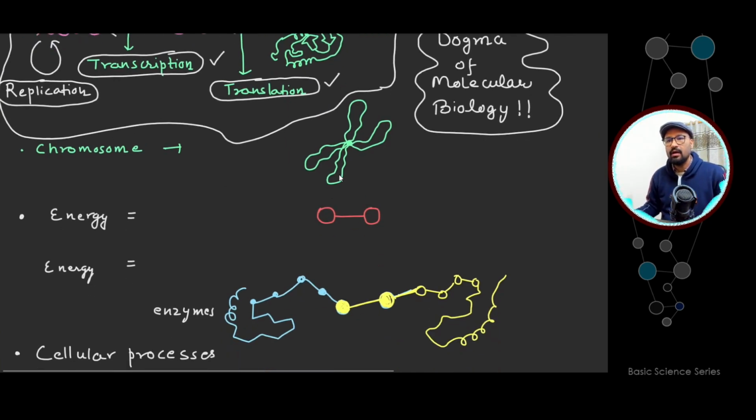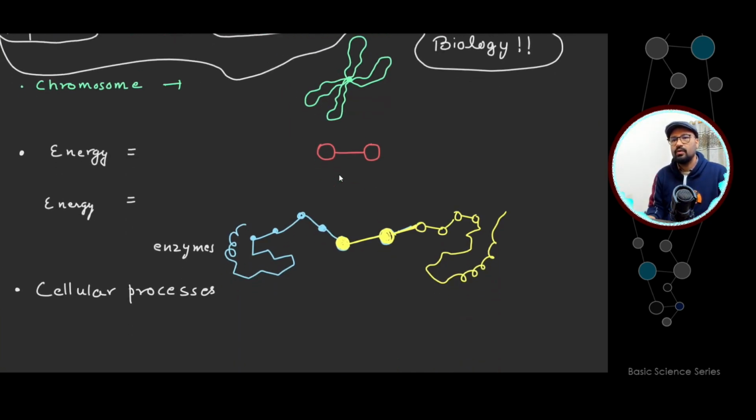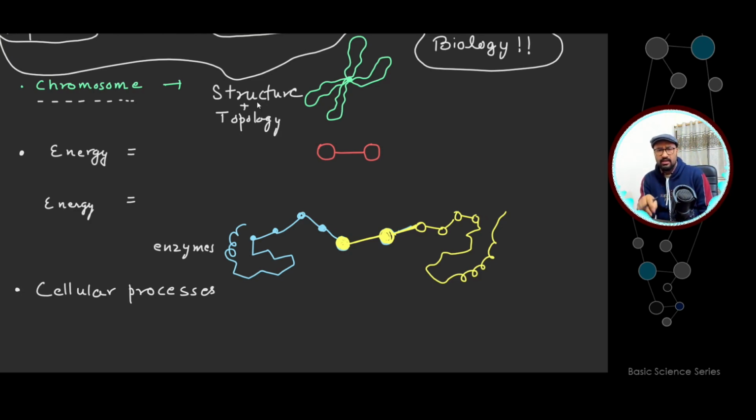Moving on to chromosomes, then further we'll try to understand chromosome structure. Let me write it down. And probably topology, and then chromosomal mutation, organization, histone, and all those things will be there, how it is being packed, and a lot of other processes we'll try to cover.